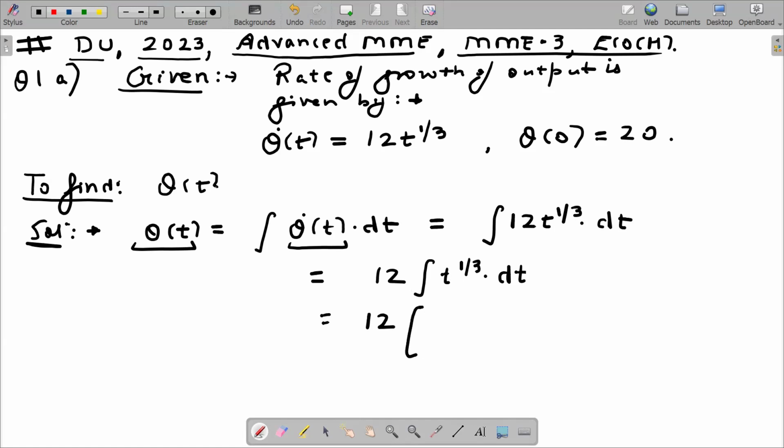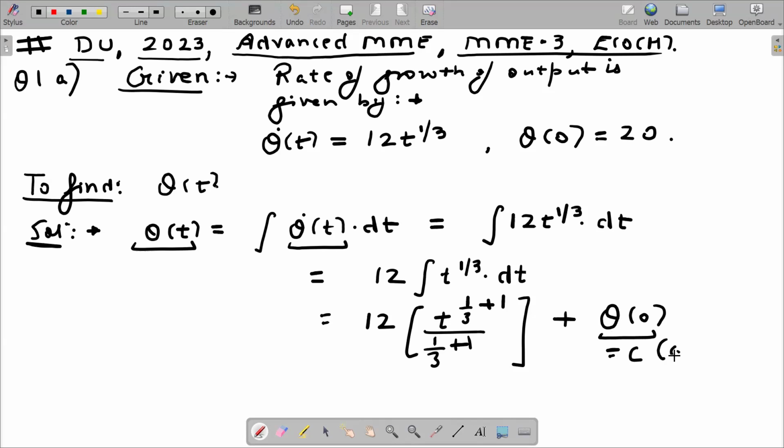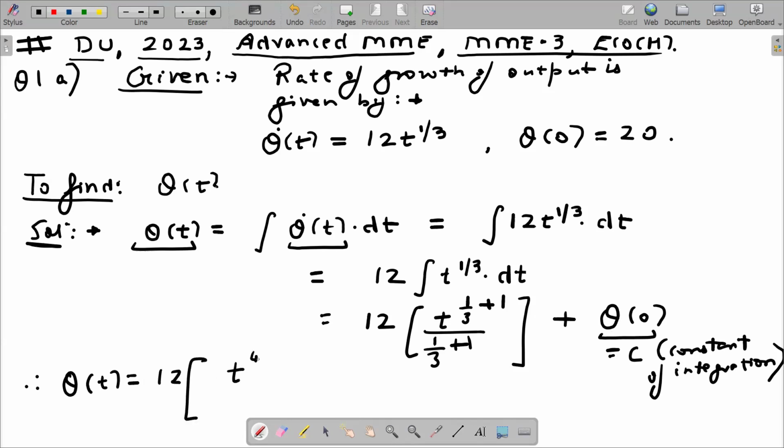How do I find the integral of t to the power 1/3? It's t to the power 1/3 plus 1 over 1/3 plus 1, plus the constant of integration. Now the constant of integration will be nothing but the production of output at time period 0. This is C, my constant of integration. Remember, the constant of integration is nothing but the value of output at t equal to 0. So if I further solve this, q of t is going to be 12 times t to the power 4 by 3 over 4 by 3 plus q of 0. Q of 0 is 20.